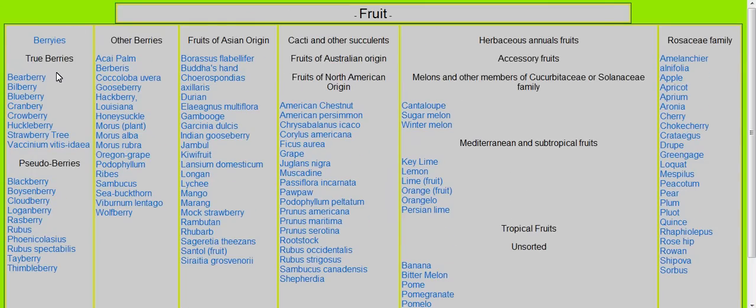You have the true berries, and then you have pseudo berries. Pseudo berries are like the boysenberries. They're like mixed berries from genetic engineering, I think. I don't really know. I'll definitely look into it. But these are all the berries. You think maybe there's hundreds of berries?